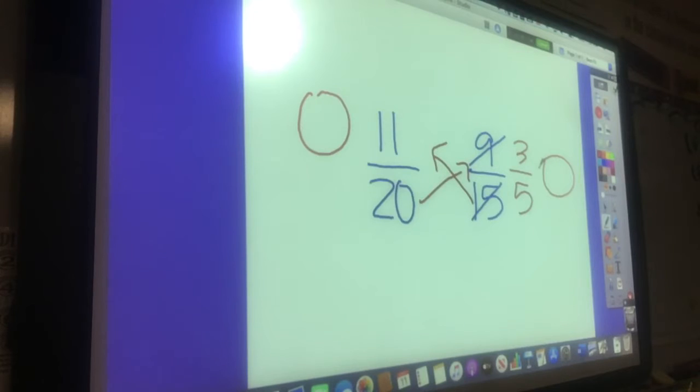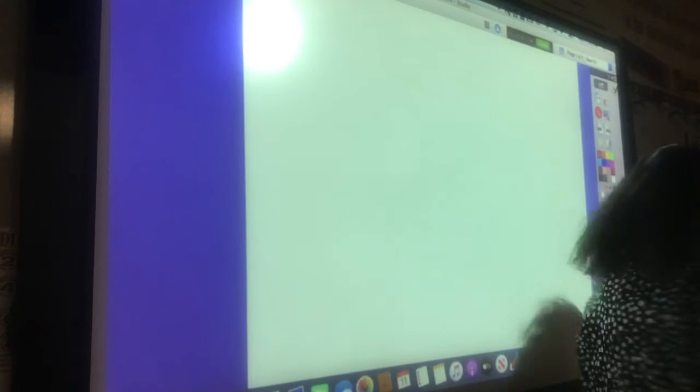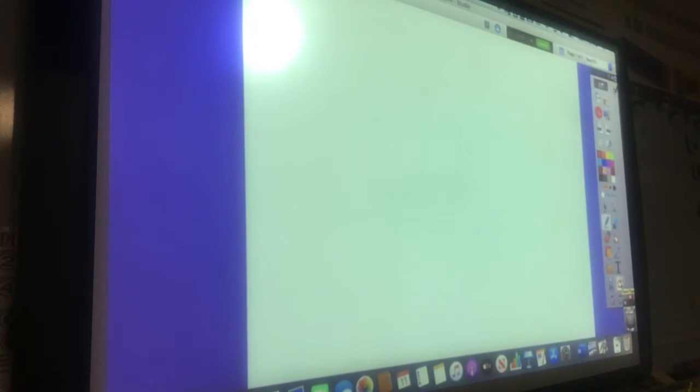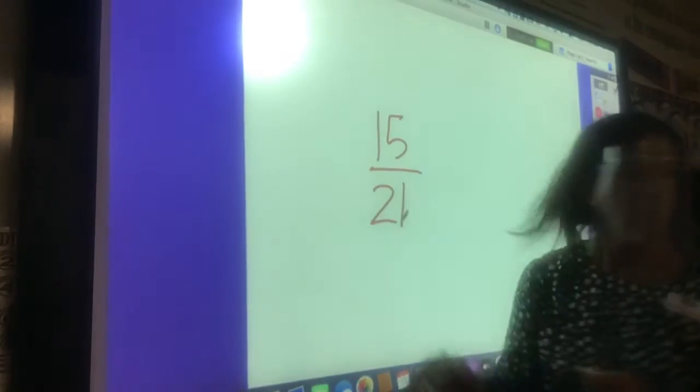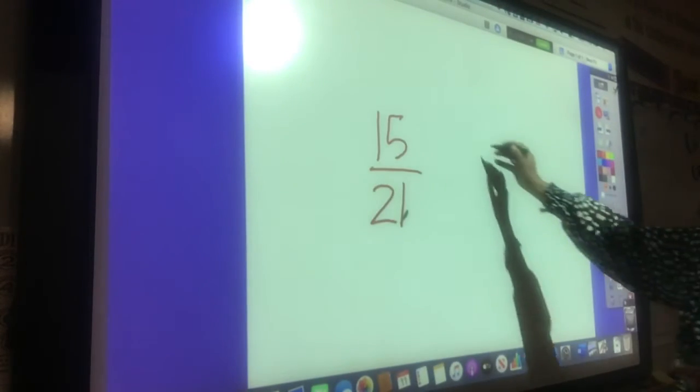All right, let's look at another one where if we reduce it, it's going to make it easier for us. All right, look at this problem. Okay, what if we have 15/21, and we're comparing that with 4/7?